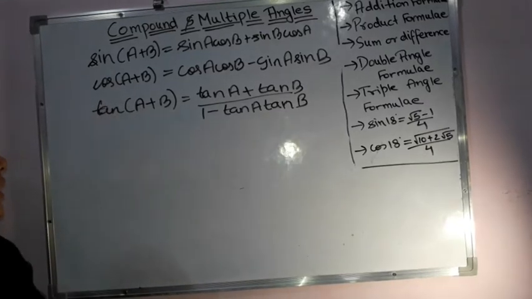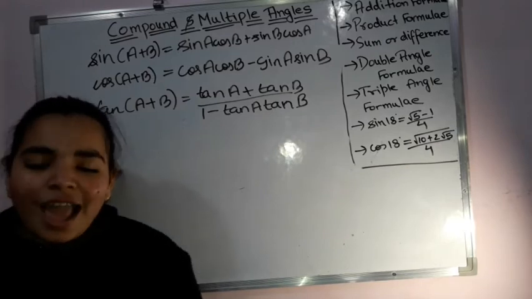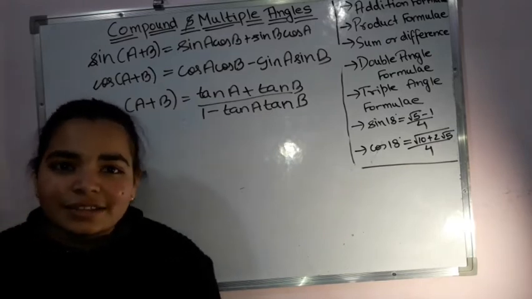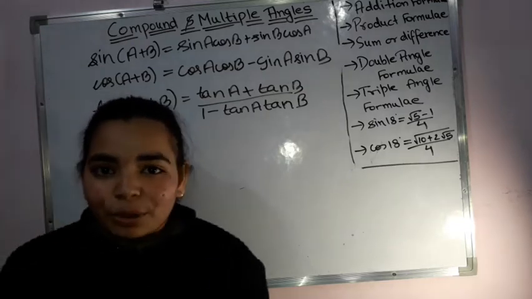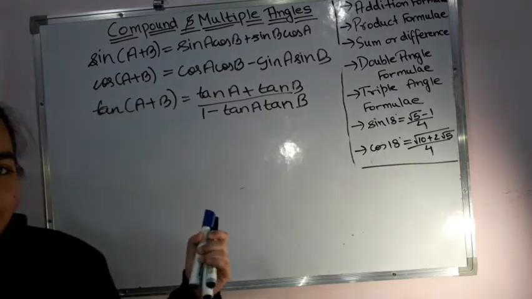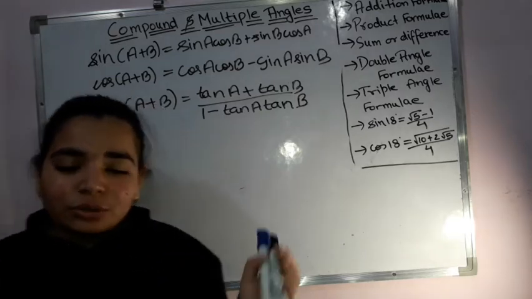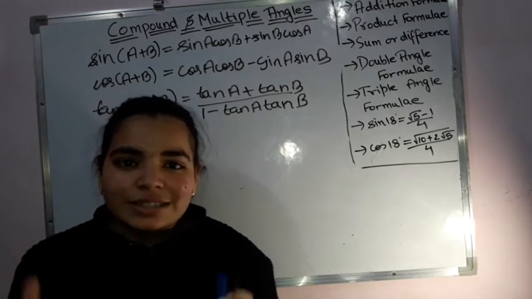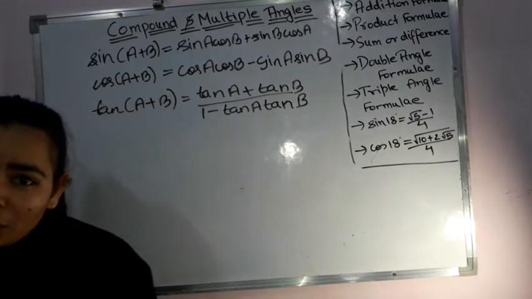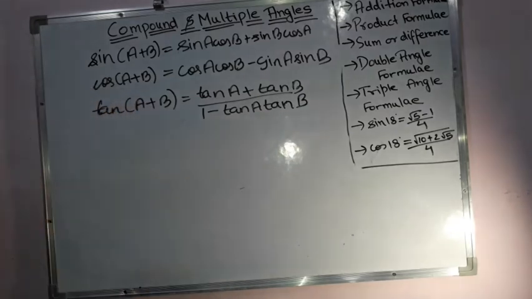So let us start with it. Let us start with the chapter that is compound and multiple angles. And yes, as is mentioned in the title, you need not worry about the formulas which are there in this chapter, because children get scared with so many formulas in it. But you need to learn just 6 formulas, and with the help of them you can get to the other formulas. Let us quickly see what we are going to have in our video today.